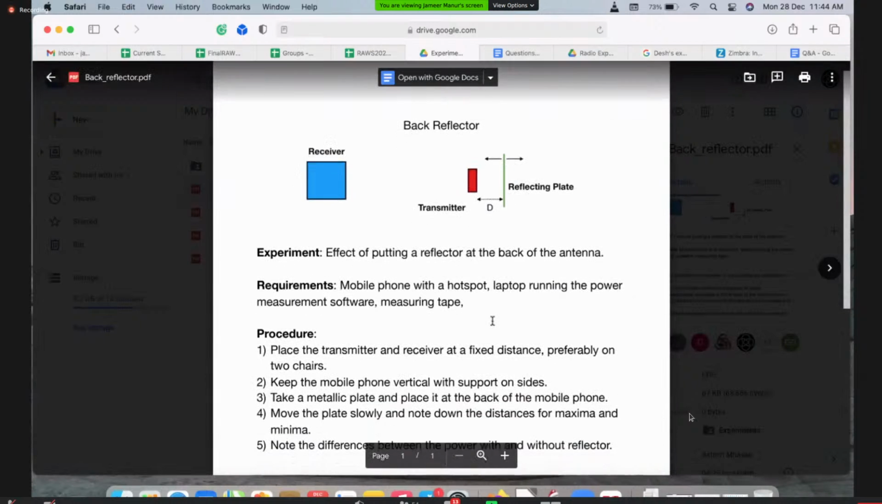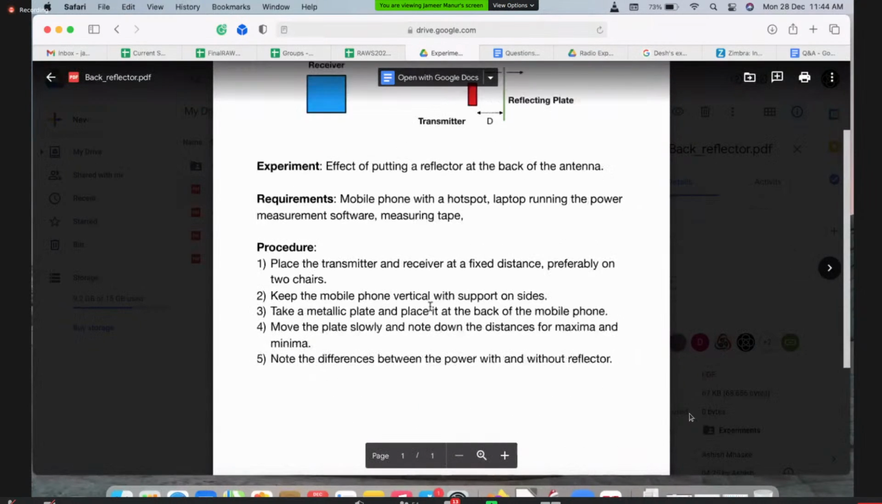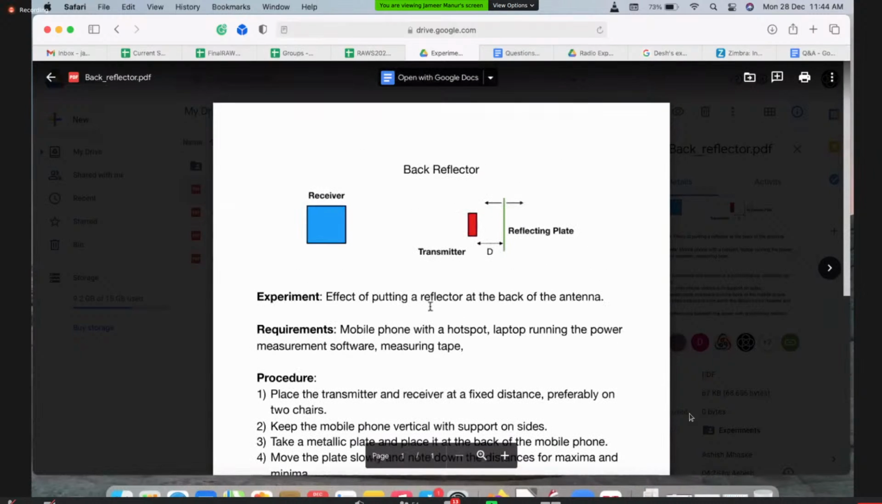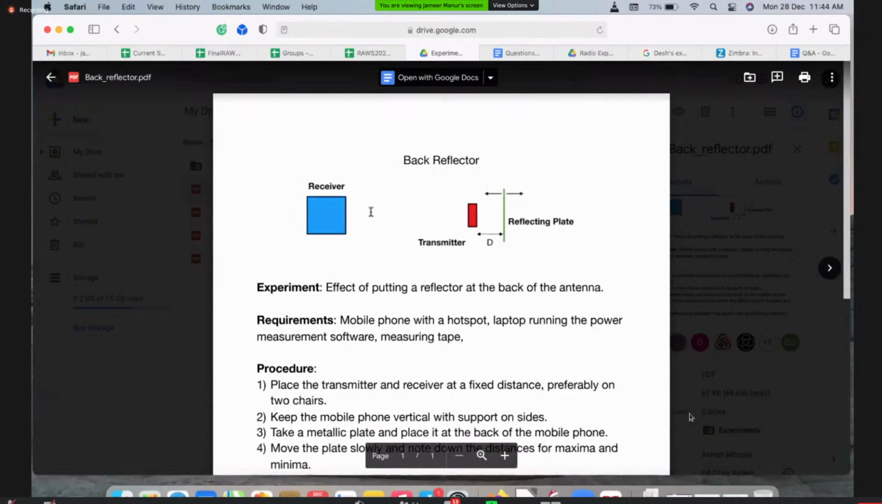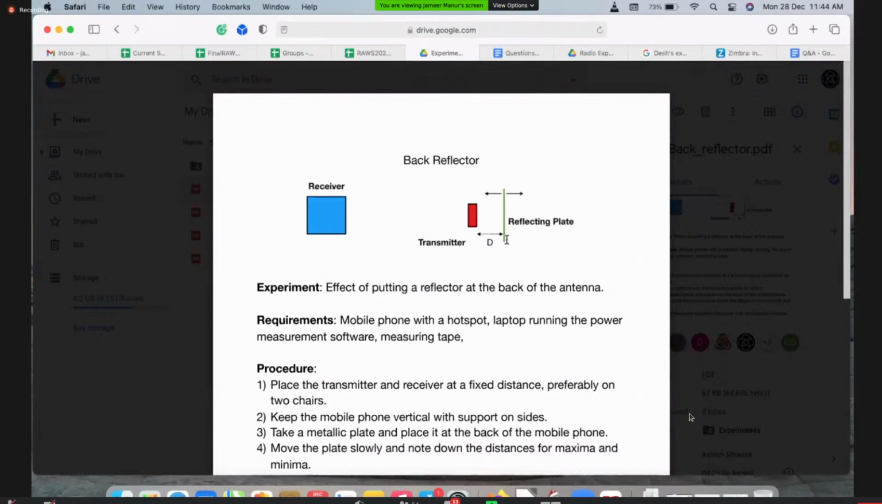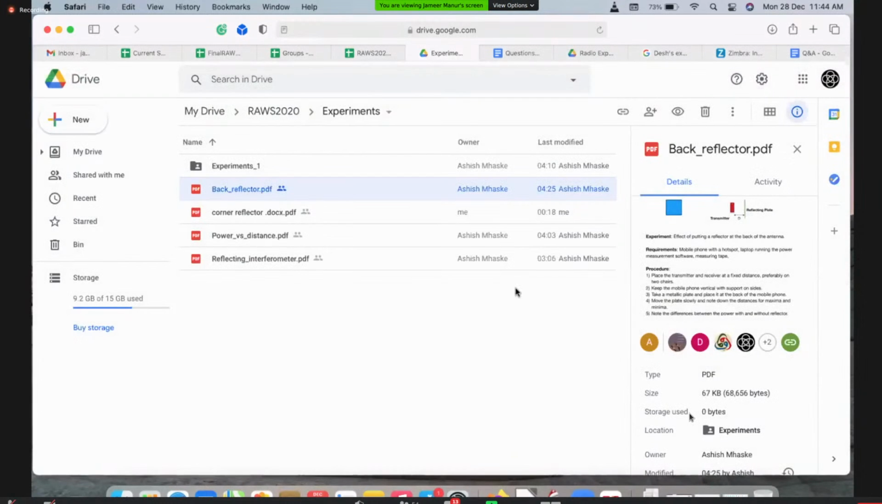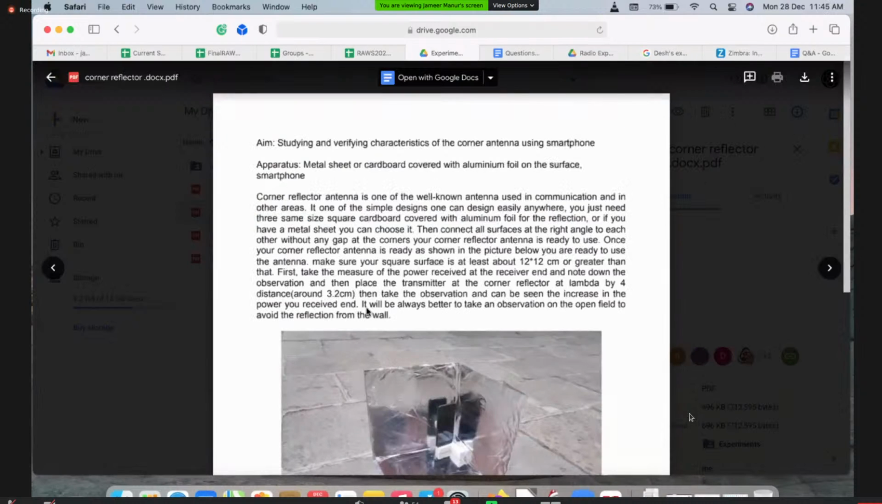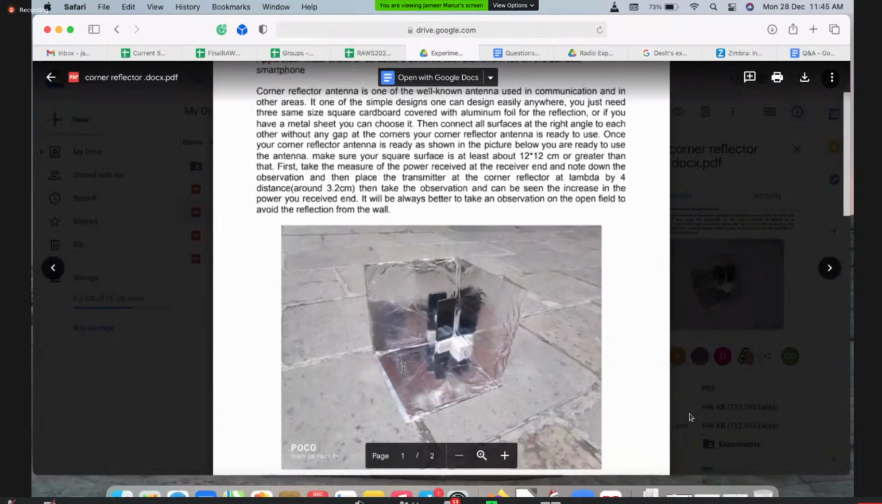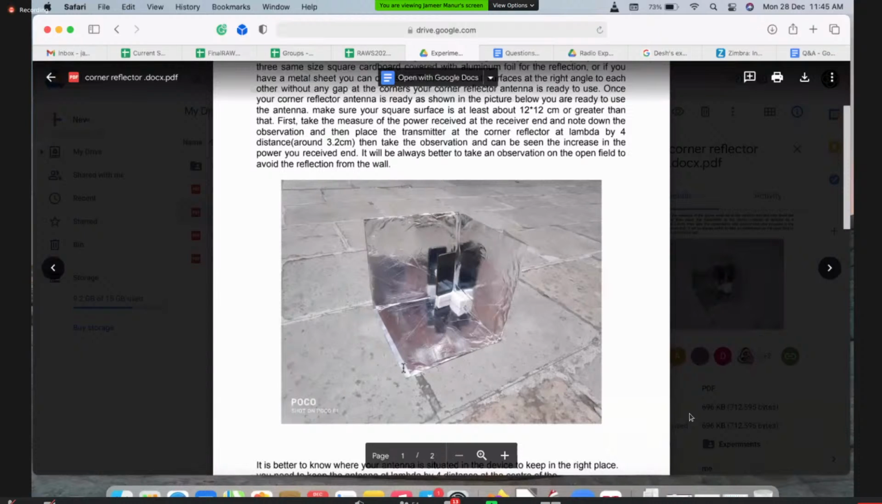So these are the manuals for the experiments you can see. Here is the transmitter, and you can place a reflector plate here, maybe made of aluminum foil or any metal plate. But basically it needs to be very flat so that we get a proper wavefront. And the third experiment is about the corner reflector. This is a homemade corner reflecting antenna.